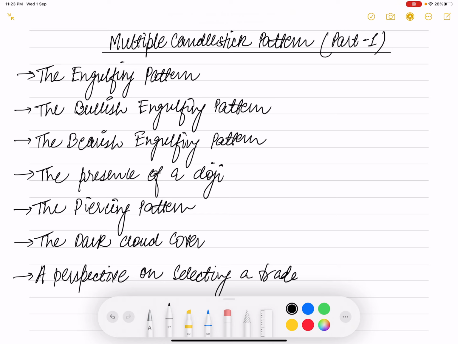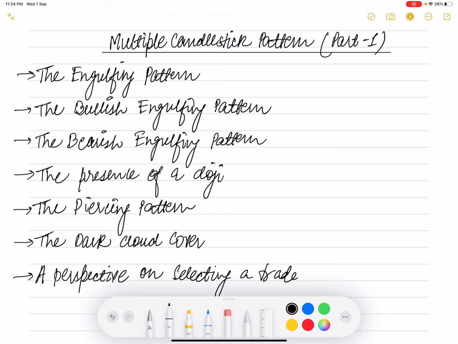In today's video, we'll see multiple candlestick patterns, and the first topic is the engulfing pattern. In a single candlestick pattern, the trader needed just one candlestick to identify a trading opportunity. However, when analyzing multiple candlestick patterns, the trader needs two or sometimes three candlesticks to identify a trading opportunity. This means the trading opportunity evolves over a minimum of two trading sessions. The engulfing pattern is the first multiple candlestick pattern that we need to look into.